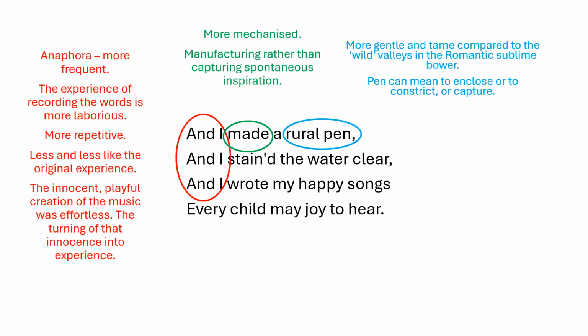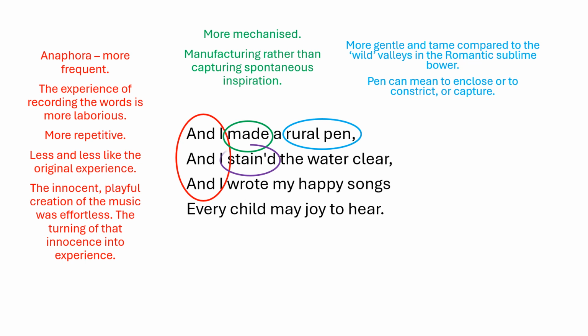Now, the word pen can simply mean to write something using a writing implement, but it can also mean to enclose or to constrict or to capture something, like penning sheep in a pen. Just like he's trying to capture something that's impossible to capture, and he's trying to capture it and constrain it into words and meter and rhyme scheme.